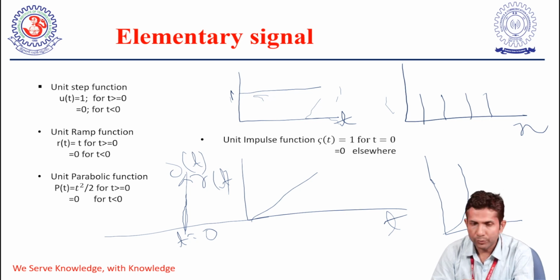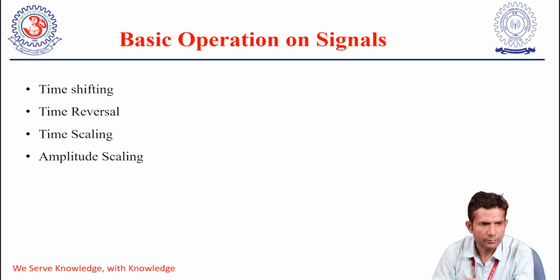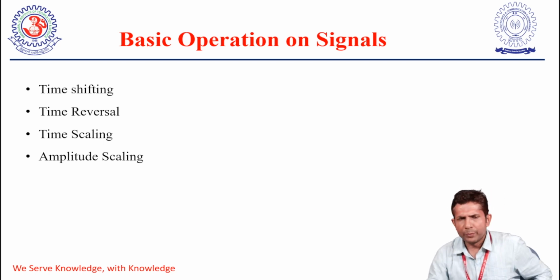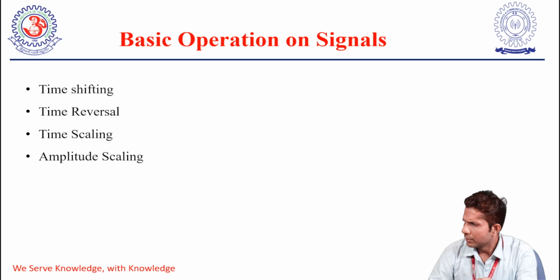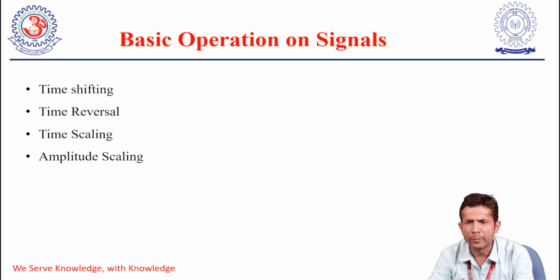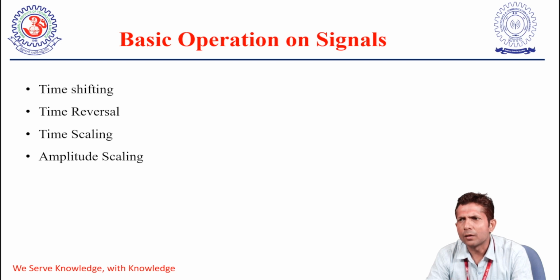Now let us move to the next slide, which is basic operations on signals. What are the operations on a signal? You can shift the signal, reverse the signal, time scale the signal, or amplitude scale the signal. These operations can be done with signals. So we will learn what time shifting, time reversal, time scaling, and amplitude scaling are. We will understand these one by one.